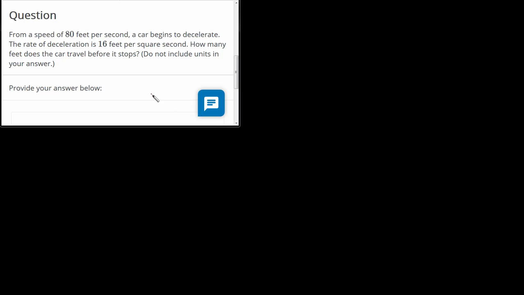All right, this is a fun one. This is a problem basically from physics. So we've got a car that's cruising along at 80 feet per second, and then I guess the driver presses the brakes, and the car decelerates at 16 feet per second squared, but just pressing the brakes, that's no fun.